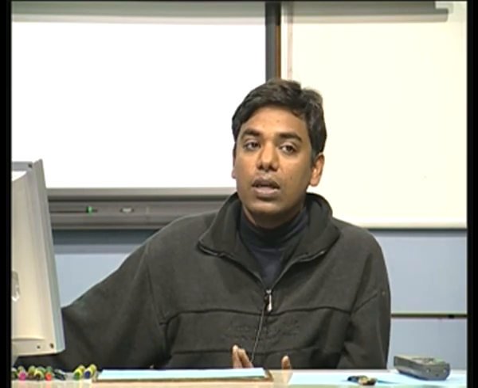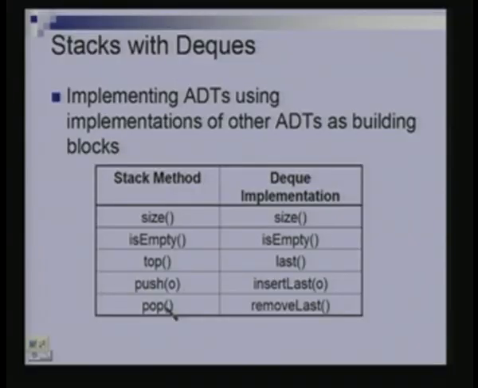So, the method top would correspond to returning the last element of my double ended queue. The method push would correspond to inserting at the end of my double ended queue, and the method pop would correspond to deleting at the end of my double ended queue. There is nothing sacrosanct about last here. I could also make this correspond to the front element, in which case this would have been front, insert front, and remove front. You could use it either way you like. And size and is empty just correspond to size and is empty of my double ended queue, because these only depend upon the number of elements in the queue.